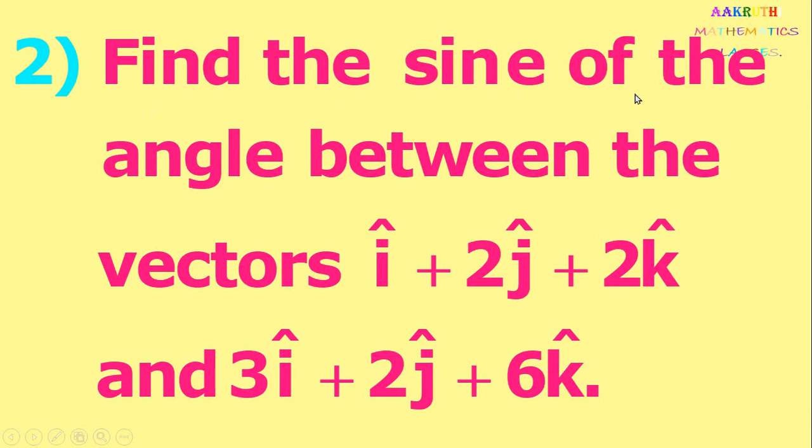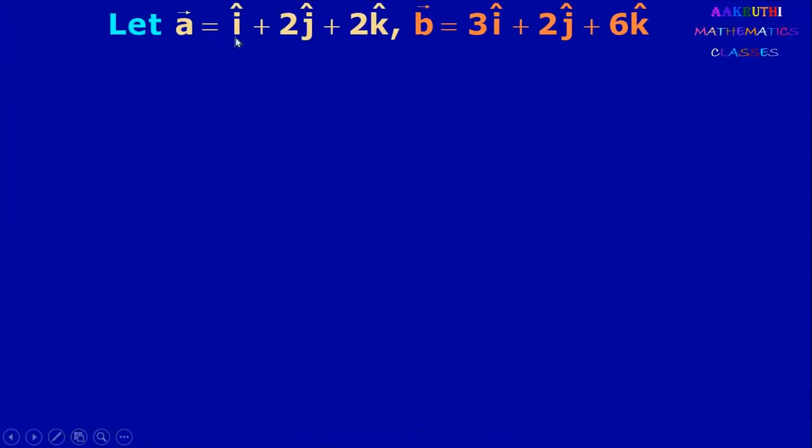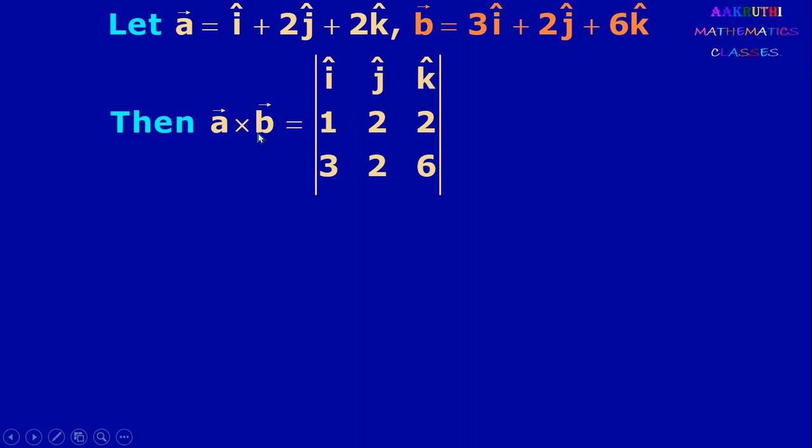So next problem, find the sine of the angle between the vectors i plus 2j plus 2k and 3i plus 2j plus 6k. You have to find sine of the angle between two vectors. Now here it is given A vector is i plus 2j plus 2k, B vector is 3i plus 2j plus 6k. First we find A vector cross B vector. Now here A vector cross B vector is i j k, 1 2 2 and 3 2 6. When we expand this, we get it is 8i minus 0j minus 4k. So therefore A vector cross B vector is 8i minus 0j minus 4k.